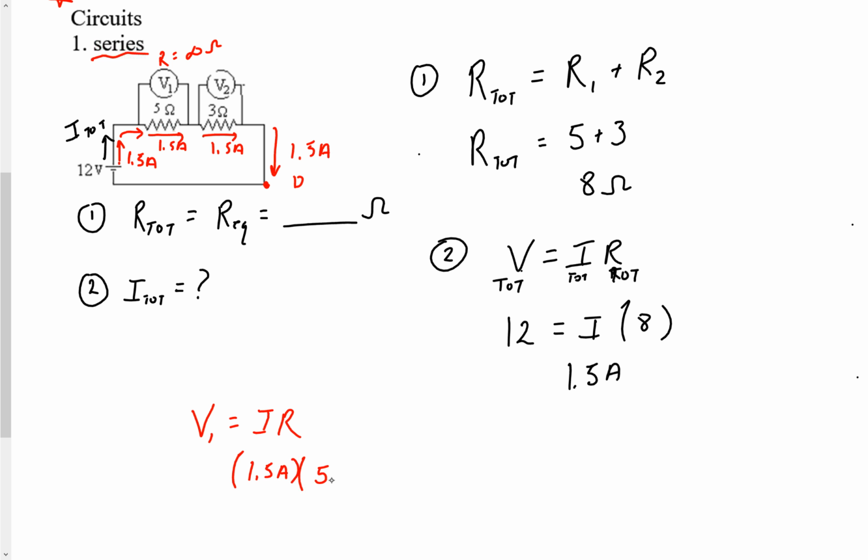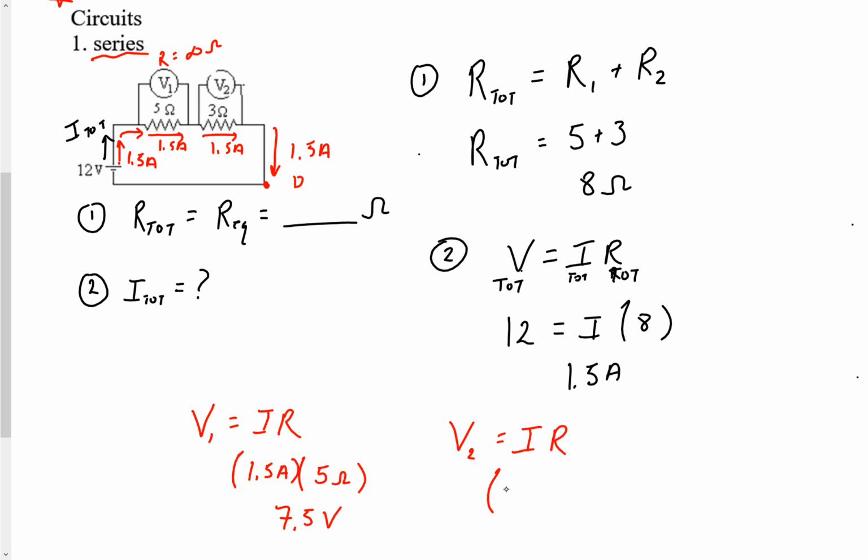Now, you should have some intuition before we even solve for voltage number 2. Again, what is the current through resistor number 2? Oh, well, that's kind of easy. It's 1.5 amps. It's the same throughout the series. What is the resistance in the second one? Well, it's a 3 ohm resistor. Wait a minute. 3 times 1.5 is 4.5 volts.